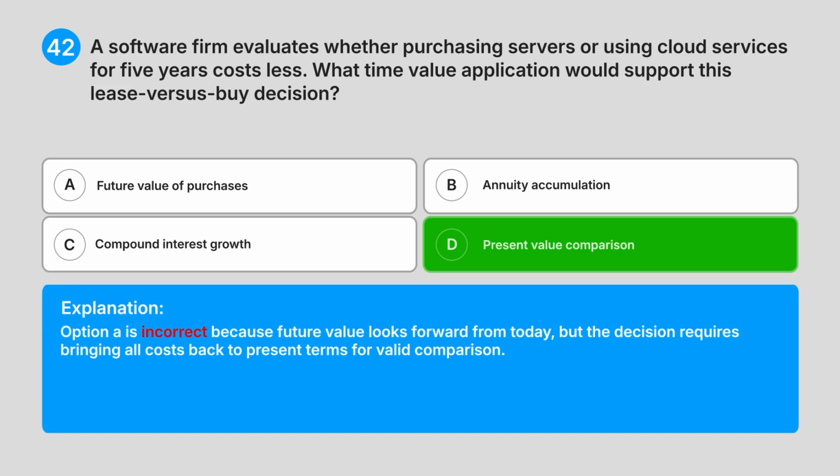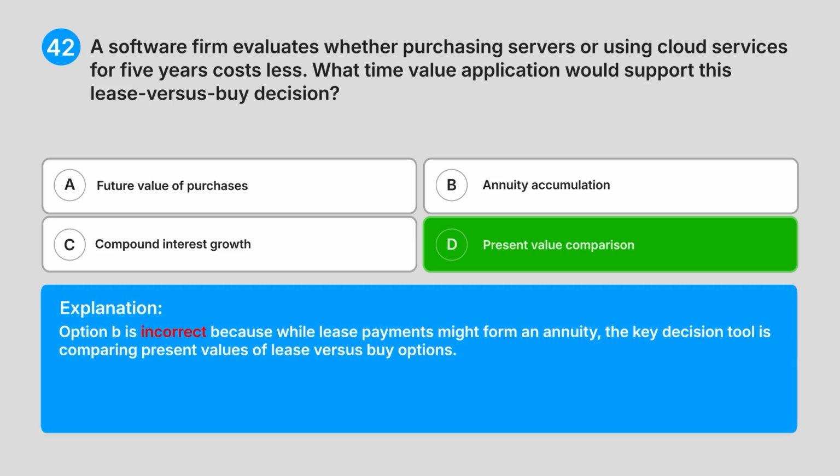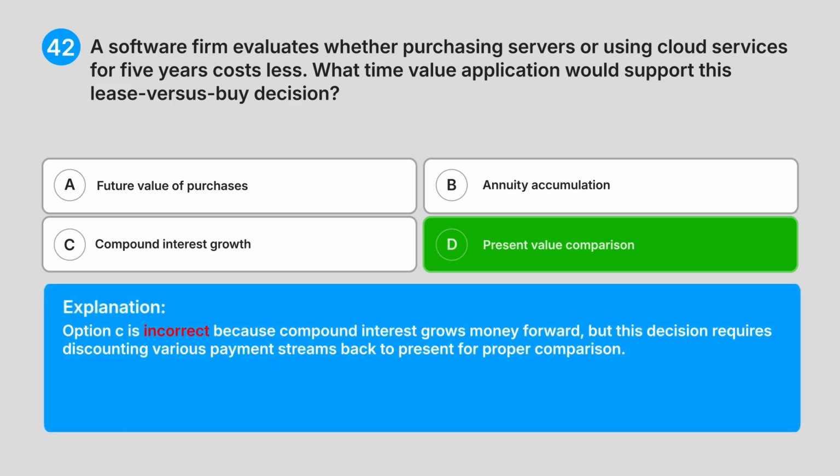Option A is incorrect because future value looks forward from today, but the decision requires bringing all costs back to present terms for valid comparison. Option B is incorrect because while lease payments might form an annuity, the key decision tool is comparing present values of lease versus buy options. Option C is incorrect because compound interest grows money forward, but this decision requires discounting various payment streams back to present for proper comparison.